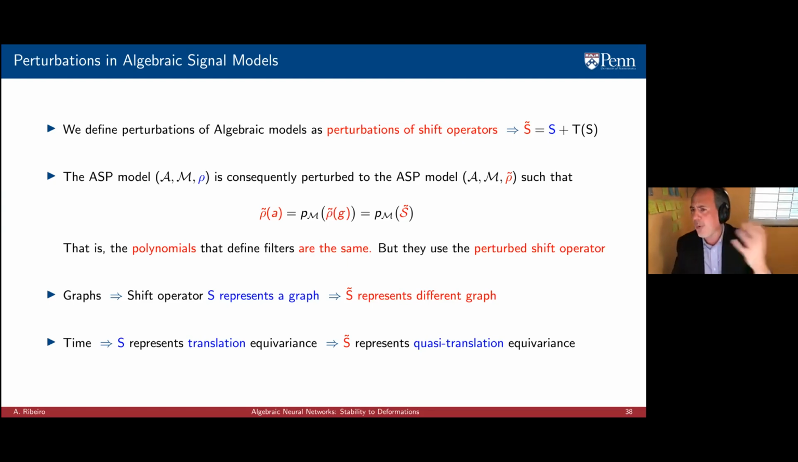Now, this is a peculiar way for me to choose to define a perturbation, but it is actually well motivated. For example, in the case of graphs, the shift operator represents the graph itself. So the perturbation that I am defining here just means that I am operating on a different graph. In the case of time, S is a representation of the translation operator. It's encoding translation equivariance. S tilde, therefore, is a representation of quasi-translation equivariance. So the modifications of the shift operator that I have defined here introduce modifications in the symmetries that we are trying to capture. Instead of capturing perfect symmetries, we are trying to capture near symmetries.